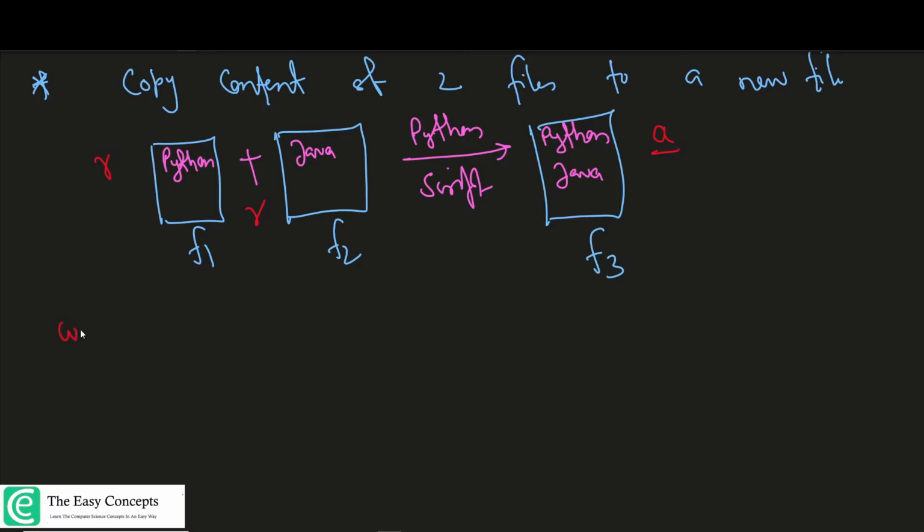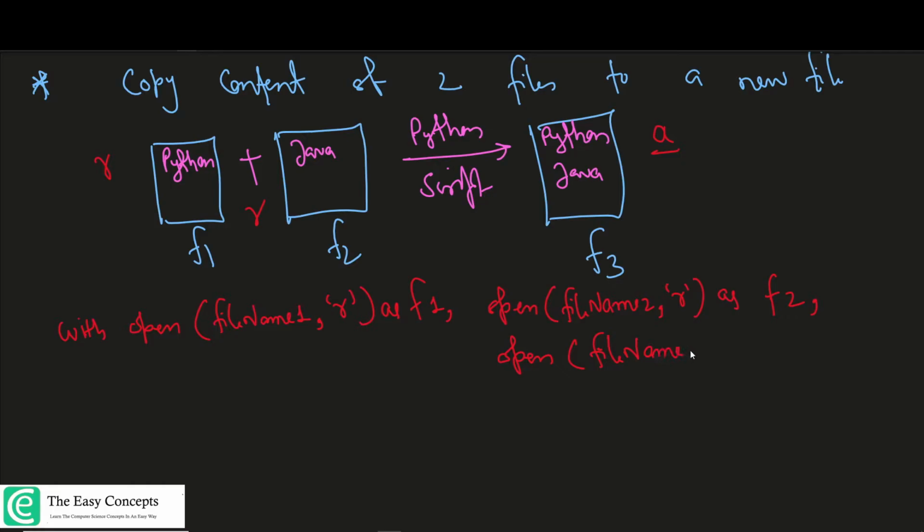So what we have to do: with open file name 1, this is file name 1, in read mode as F1, open file name 2, again read mode as F2, comma, and then on the third line ahead of it, open file name 3 in append mode as F3.